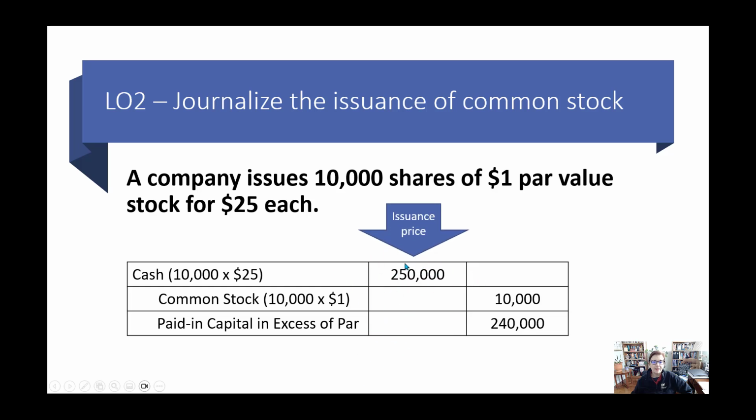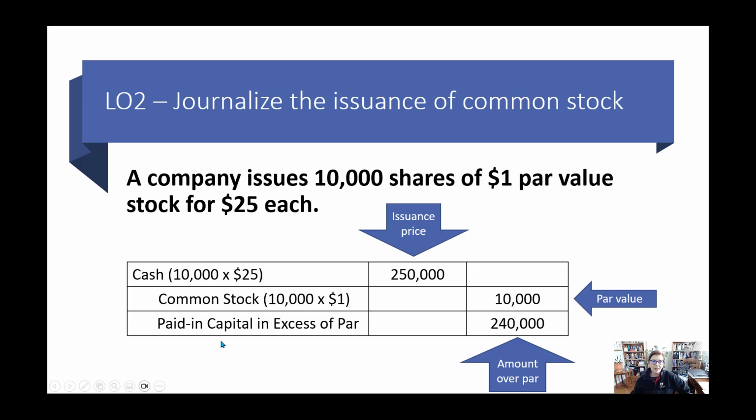Okay, this is the issuance price. We're issuing the shares at $25 each, and we're issuing 10,000 shares. We're crediting common stock for the par value of the shares we issued. So we issued 10,000 shares. They have a $1 par. That gives us $10,000. The rest goes into paid-in capital in excess of par. That's the amount we issued the shares for over par value.